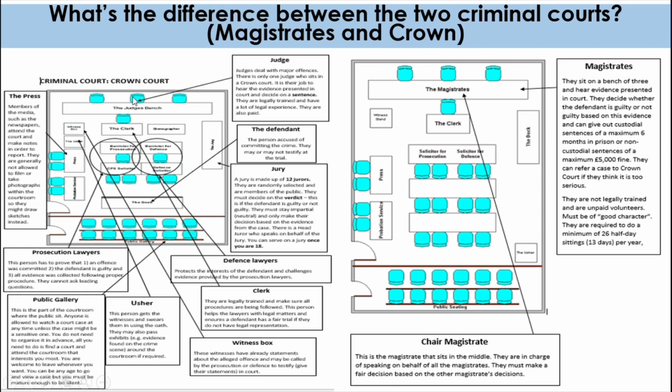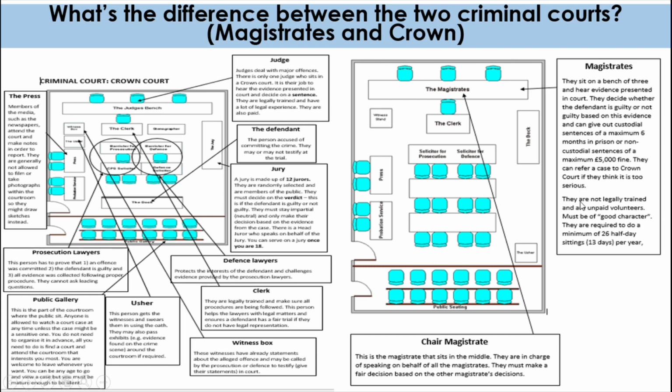Instead of one judge presiding over the court, like in a Crown Court, there are 3 magistrates in a magistrates court. They sit on a bench of 3 and hear evidence presented in court. They decide whether the defendant is guilty or not guilty based on this evidence and can give out custodial sentences of a maximum of 6 months in prison or non-custodial sentences of a maximum of £5,000 of a fine.